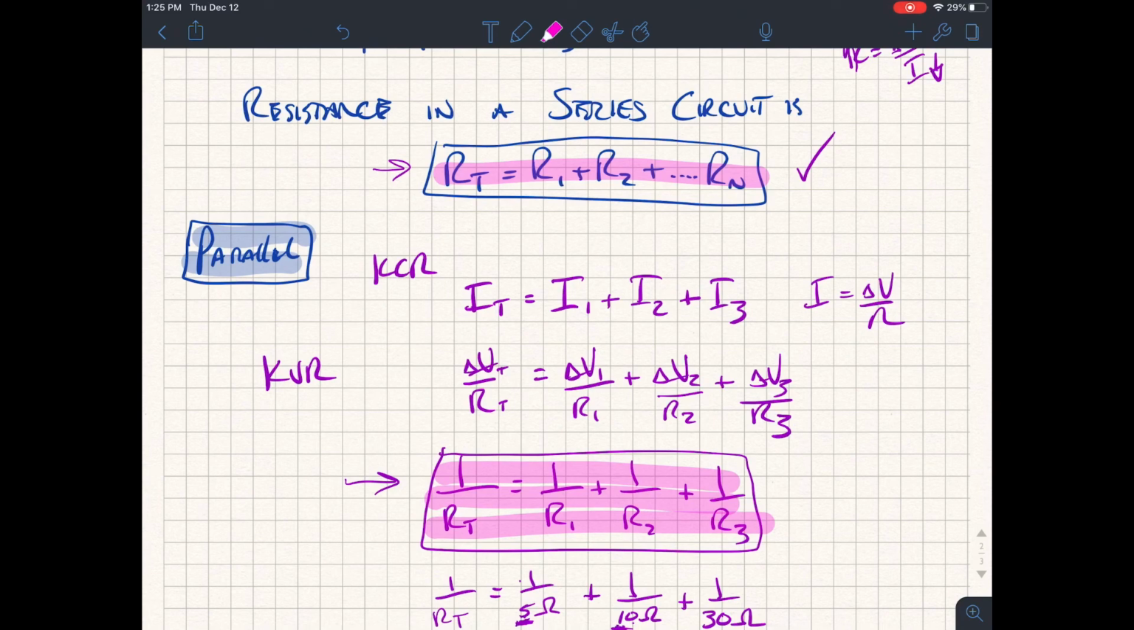All right, so there you go. KCR, KVR, Kirchhoff's laws, finding resistance in parallel circuits.